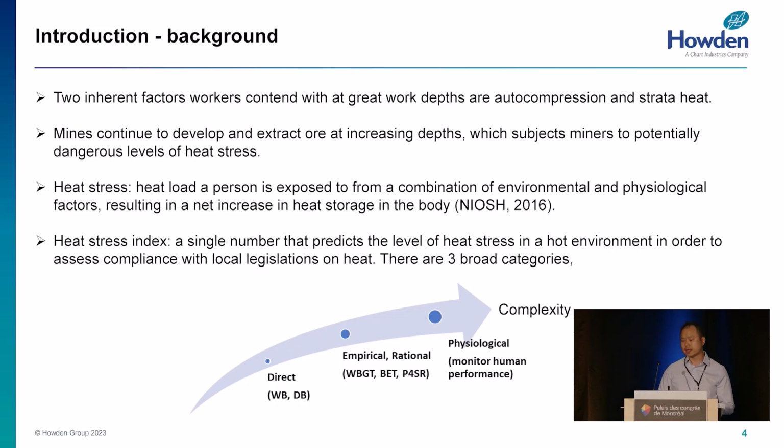In order to quantify this level of heat stress, the workplace is mandated to have in place what's known as the heat stress index, which is a single number that allows them to assess the level of compliance with in-place legislations on heat. What we have at the bottom on this slide shows the several categories of heat stress indices from least to most complex. At the very bottom, we've got direct indices, which includes the wet bulb and dry bulb temperature. Moving up, we've got empirical rational versions. Probably the most well-known is the wet bulb globe temperature. And then we move up to the most complex, the physiological indices, which requires monitoring of human performance.